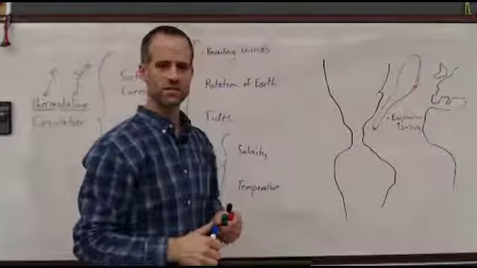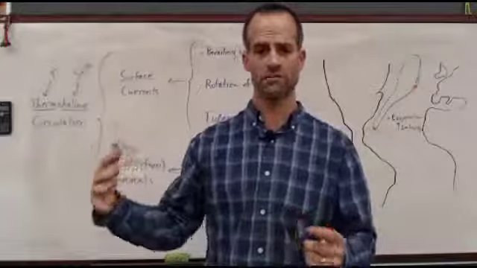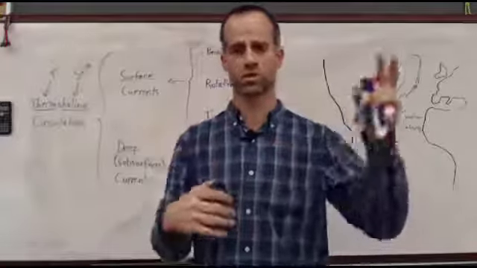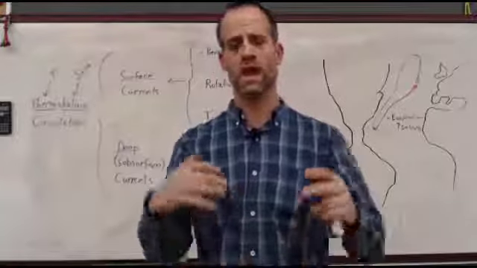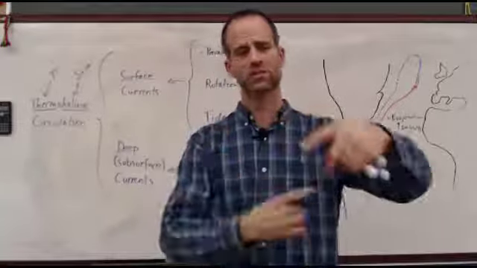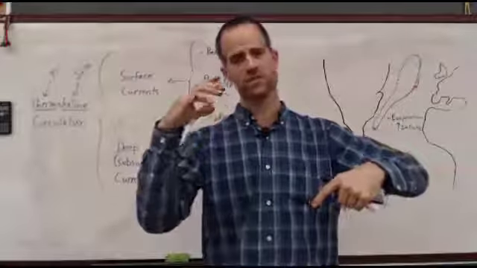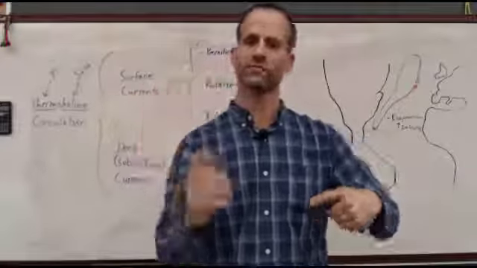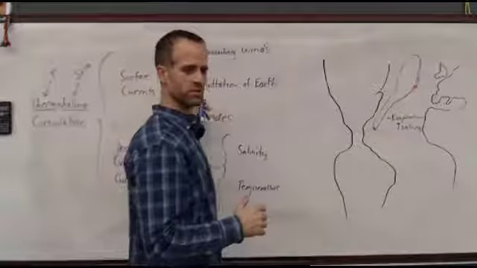And then the tides. The tides are caused by the moon pulling on our water and pulling a bulge of water towards where the moon is. The moon goes around the planet about once a month, but the planet's only turning once a day. So as the moon goes over different areas of the Earth, it's pulling water and causing some surface currents.